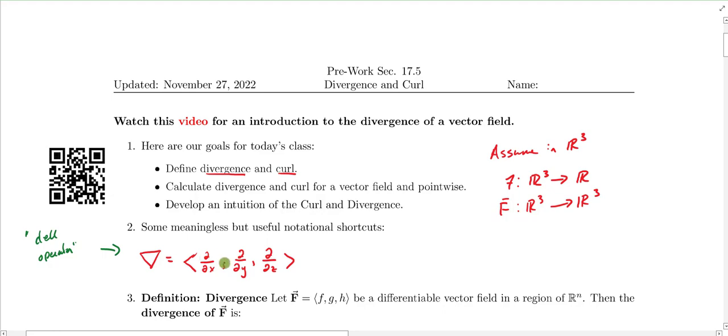Why do I call this meaningless? Well, because we've defined a vector as something that has both a magnitude and direction, and this has neither magnitude nor direction. It's just that in place of the components where we normally have the coordinates of a vector, or the coordinate functions for a vector, I've put these operators. That's why we think of it as meaningless notation, but it does help us write a lot of these ideas in a much more condensed way.